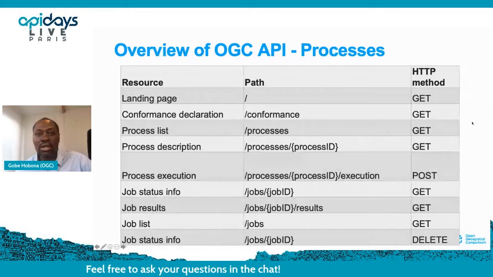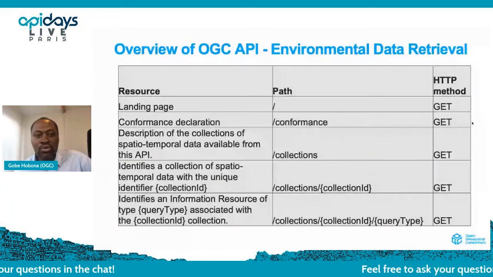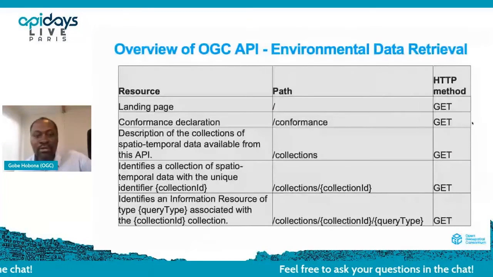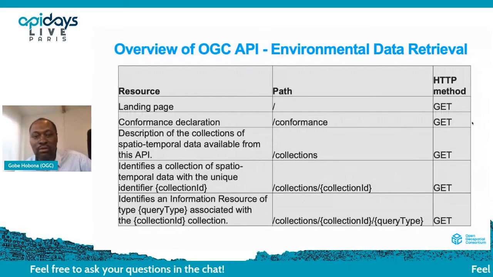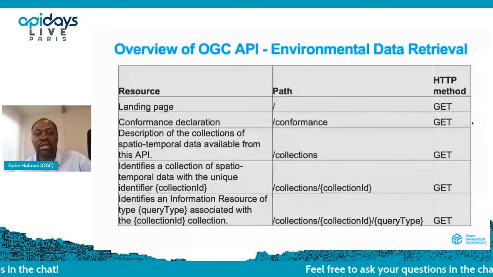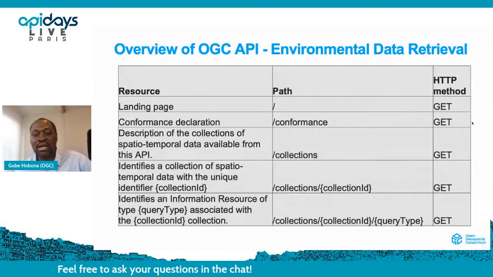OGC API Environmental Data Retrieval also offers a landing page, a conformance declaration, as well as collections resources. So you can see that we maintain the same pattern across all of these standards, ensuring that there's a landing page, a conformance declaration, as well as collections or lists of data resources or processes that are available from that particular API implementation.